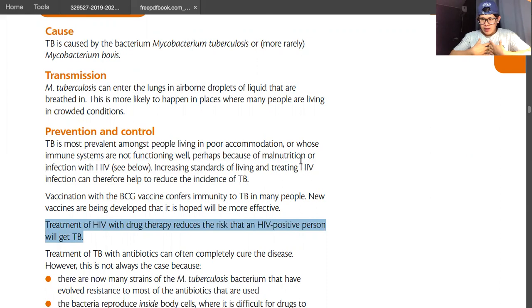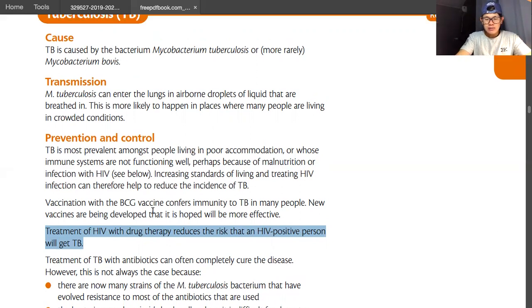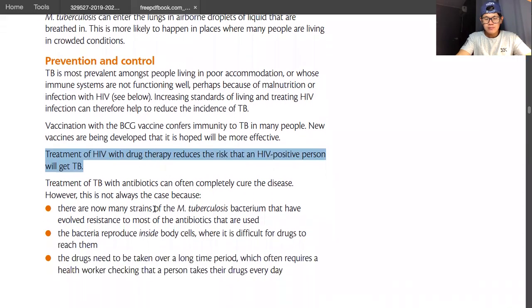So usually, if you have any programs to prevent HIV, then more likely what will happen is that you will also reduce the chances of developing TB as well. So, okay, the prevention for HIV can also be positively correlated with the prevention for TB.